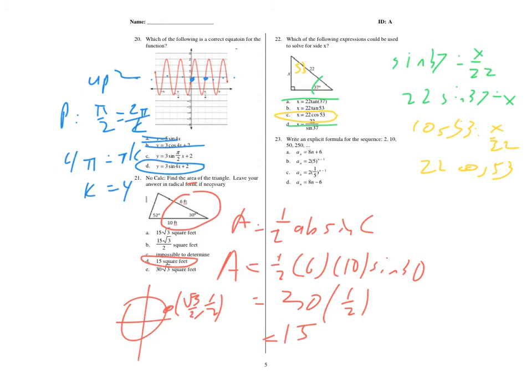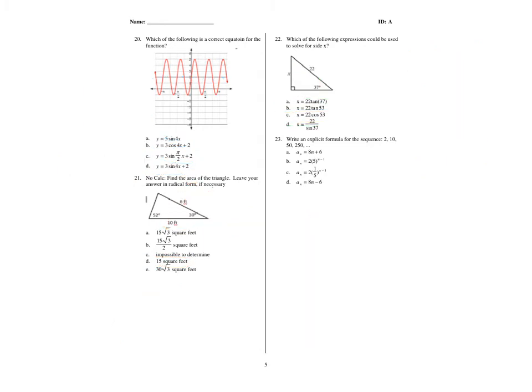All right. Last up here, number 23. So for this one, I've got a sequence. It looks like it's multiplying by 5 every time. And so I know that's an exponential sequence. It's not linear. So I'm going to cross those guys off. And to multiply by 5 is going to look like that. You can also test those out. Just plug in 1 and 2 and 3 and make sure you get the right numbers.